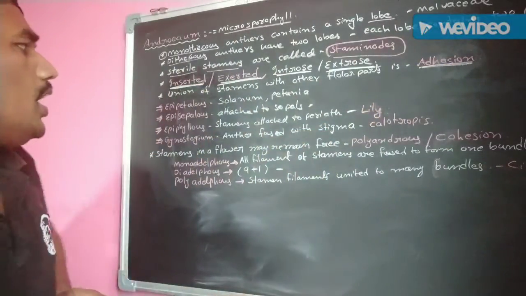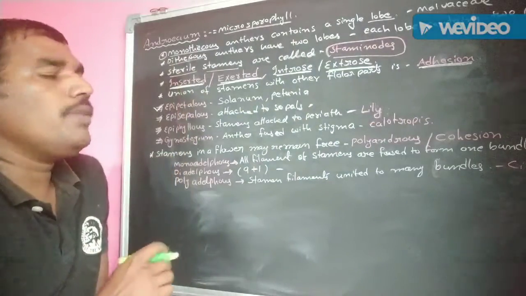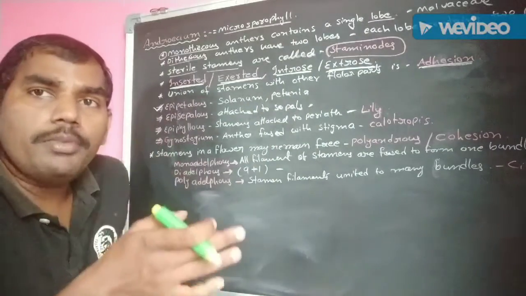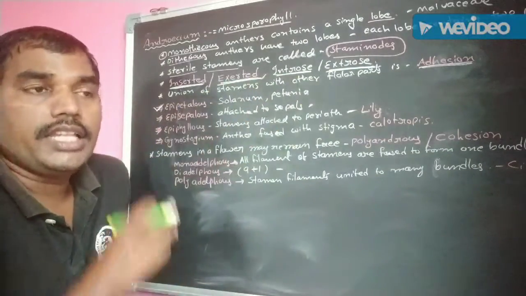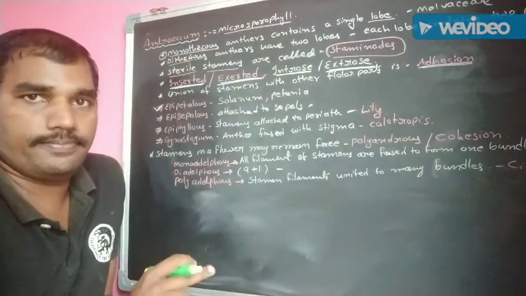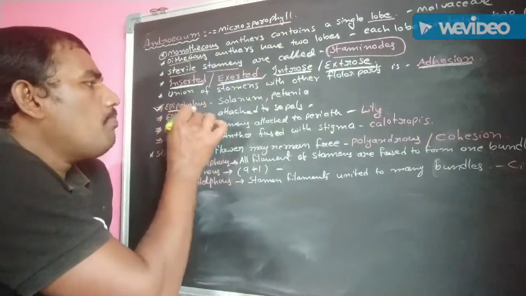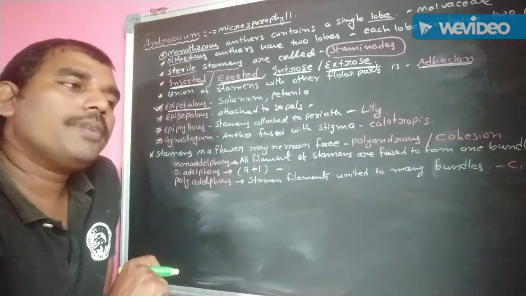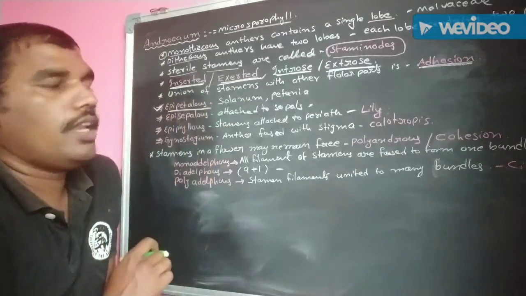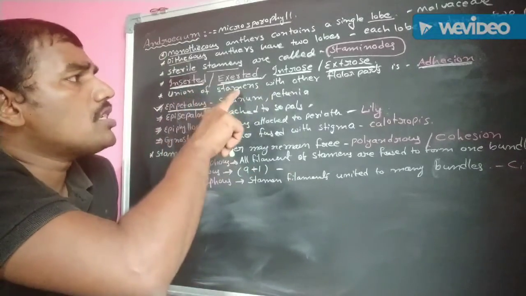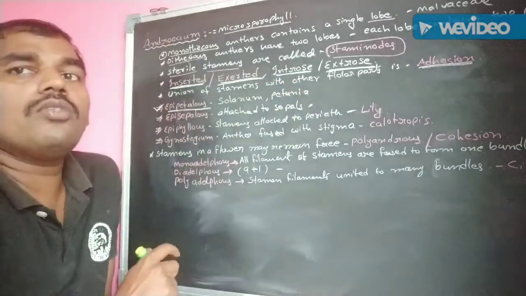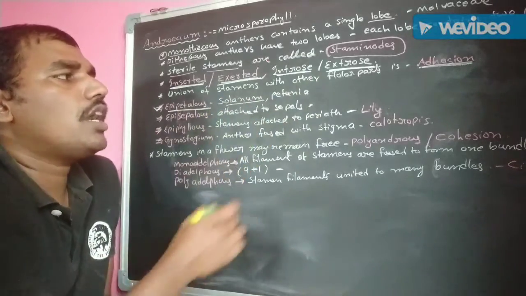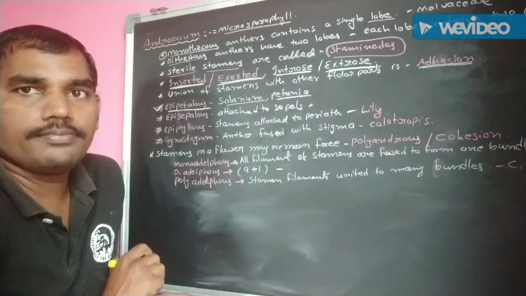In adhesion, the first one is epipetalous. This means the stamens are attached to petals, to the corolla. Stamens attached to petals are known as epipetalous. This means stamens are fused to petals. Example, Solanum species and also Petunia.